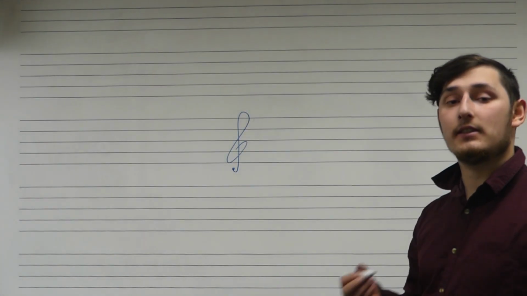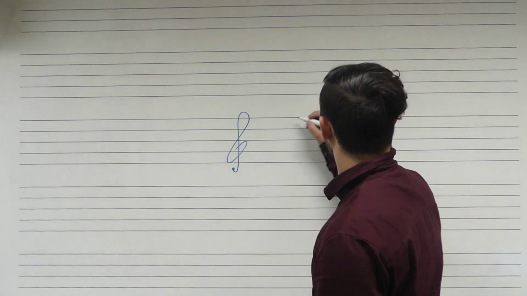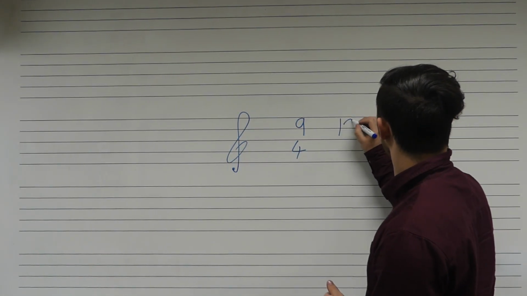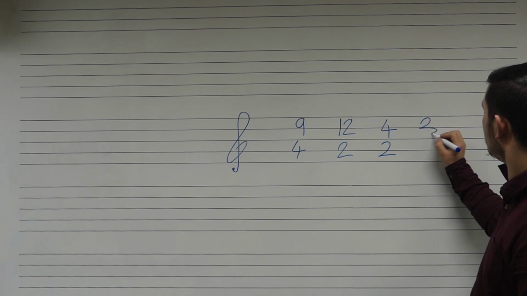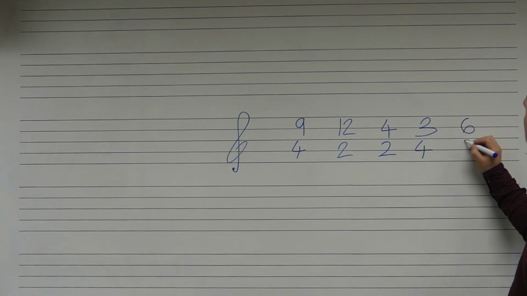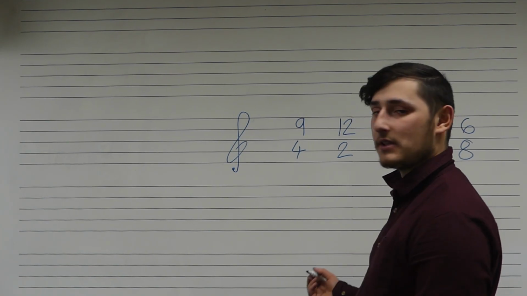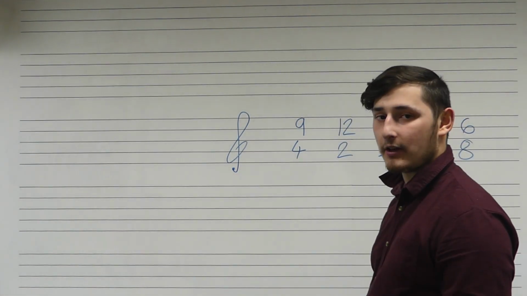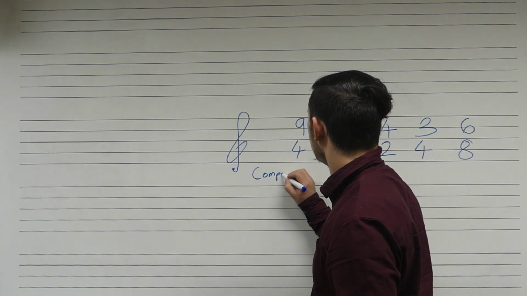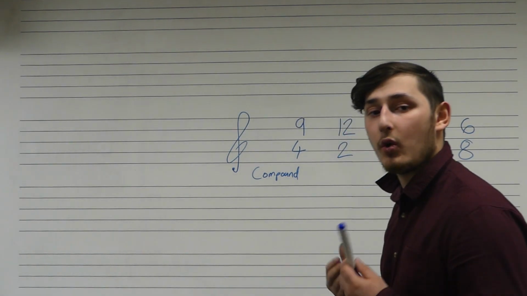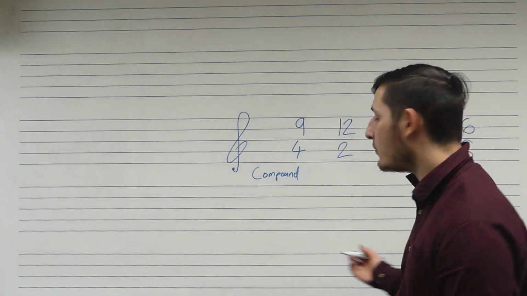Now I'm going to write down some time signatures, and I'd like you to pause the video and try and work them out. Perfect. So our first time signature is 9/4. The top value determines whether it's compound or simple, and in this case it's compound. The top number also determines if it is duple, triple or quadruple. In this case we have a triple.